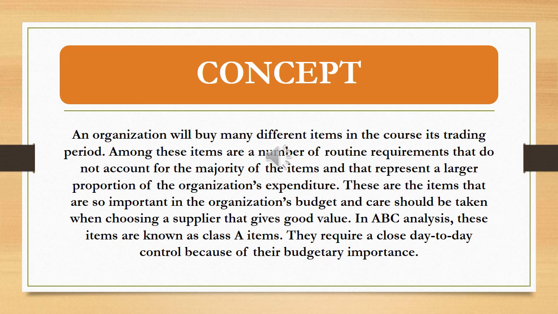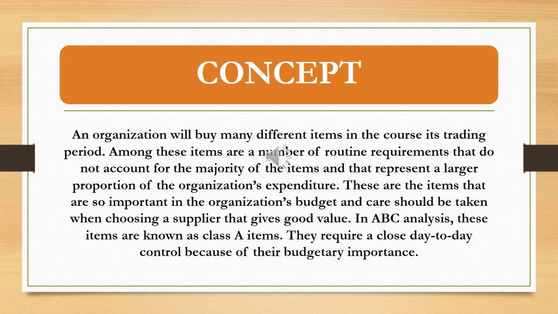An organization will buy many different items in the course of its trading period. Among these items are a number of routine requirements that do not account for the majority of the items and that represent a larger proportion of the organization's expenditure. These are the items that are so important in the organization budgets, and care should be taken when choosing a supplier that gives good value. In MBC analysis, these items are known as Class A items. They require a close day-to-day control because of their budgetary importance.